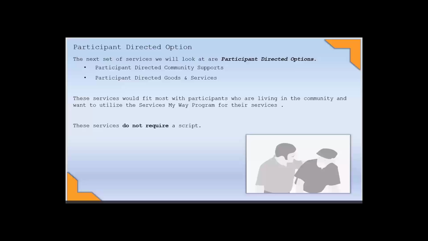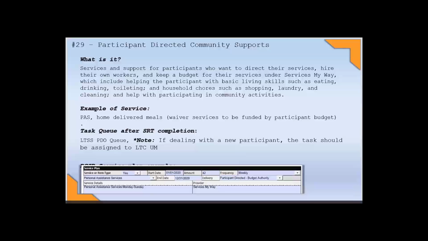This is just two of the items that are part of the Services My Way program. So these services do not require a script. Specifically, number 29, participant-directed community supports. These are services and supports for participants who want to direct their own services, hire their own workers, and keep a budget for their services under Services My Way. So, which include helping the participant with basic living skills such as eating, drinking, toileting. So an example is PAS, home delivered meals, the waiver services that are to be funded by the participant's budget.